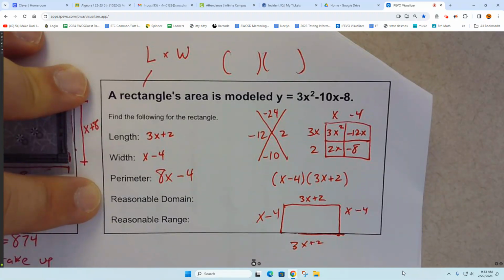So reasonable domain. What that means is what values can I plug in for x that make sense? So sometimes it's easier to ask what doesn't make sense. What values for x would not make sense? And you might not know where to look, but you might be able to figure it out. What? Huh?